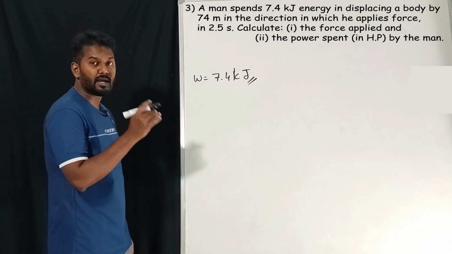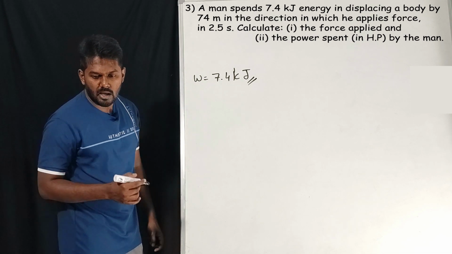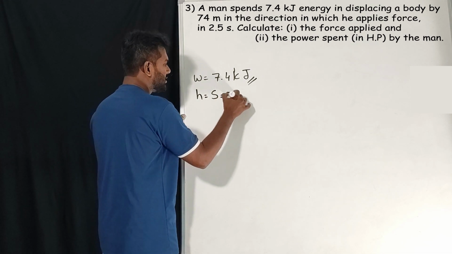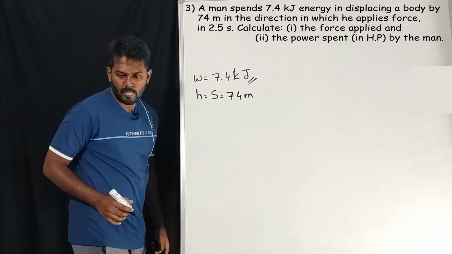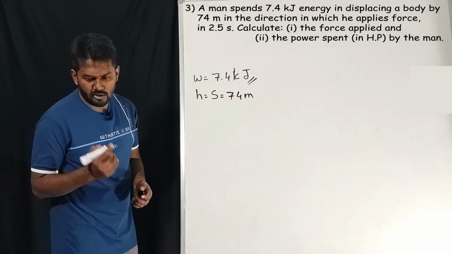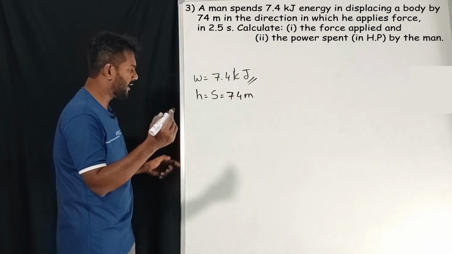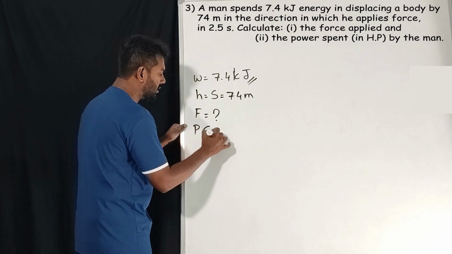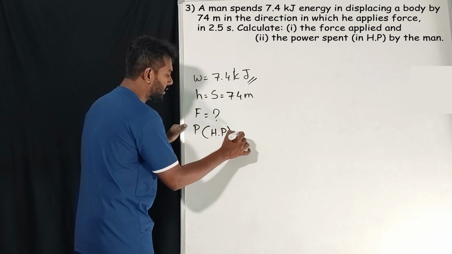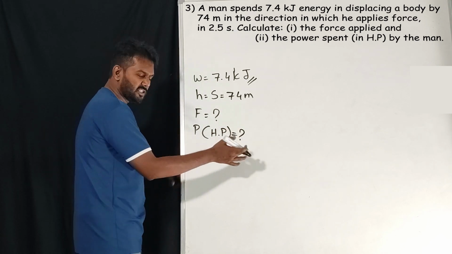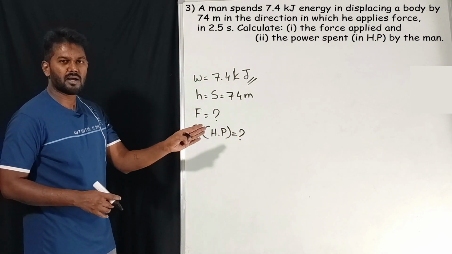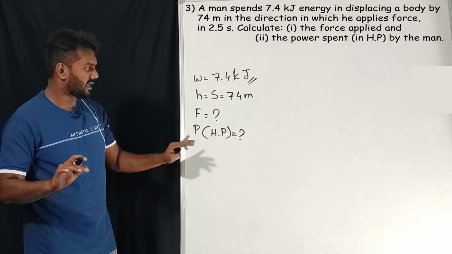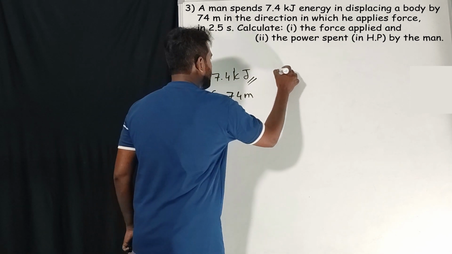Okay, k should be in small letter, kilo. Next, the height is given. Height is nothing but displacement, that is 74 meter. Then we need to find force and power spent, that too in terms of HP. Don't worry about this one, I will teach you at the end. Very simple thing, just a conversion, whatever the value we are going to get, convert it in terms of HP. That's it. First we will find the value of F.